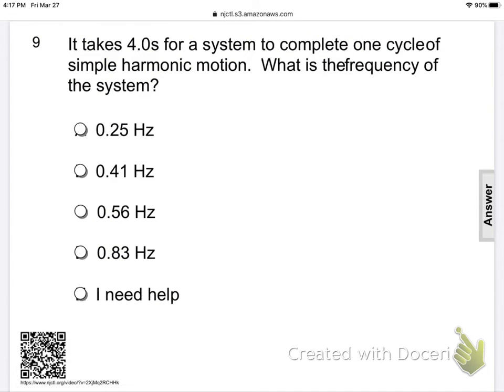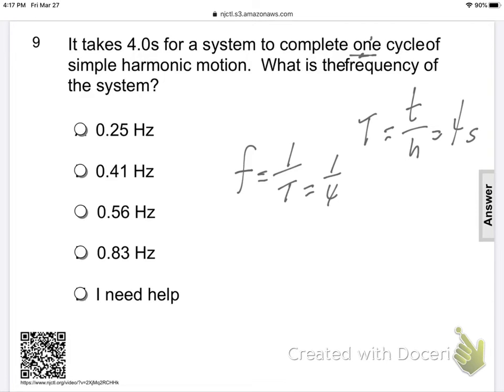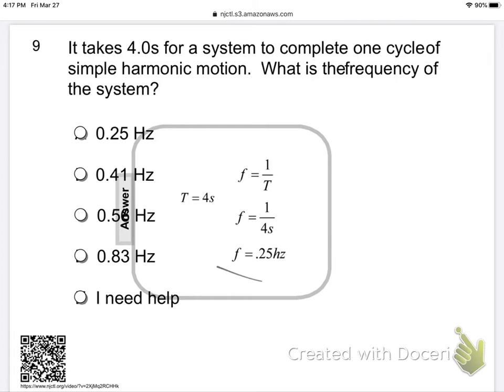So if it takes 4 seconds for a system to complete one cycle of simple harmonic motion, what's the frequency? Well, 4 seconds to complete one cycle, that's a period, right? So 4 over 1, it's 4 seconds. So frequency equals 1 over period. So 1 over 4, our frequency would have to be 0.25 hertz.